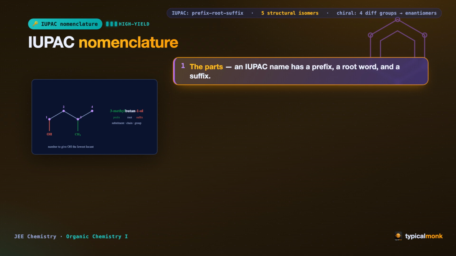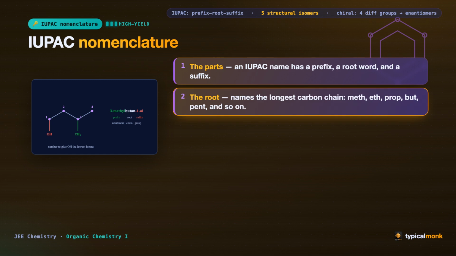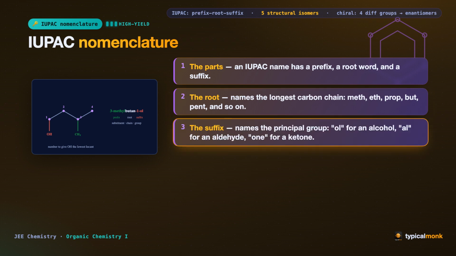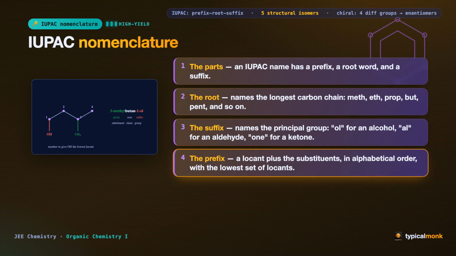Now, look at the picture, how an IUPAC name is built. The parts. An IUPAC name has 3 parts, a prefix, a root word, and a suffix. The root. The root names the longest carbon chain, meth, eth, prop, but, pent, and so on. The suffix. The suffix names the principal functional group, the ending ol for an alcohol, al for an aldehyde, and one for a ketone. The prefix. The prefix is a locant plus the substituents, written in alphabetical order and numbered to give the lowest set of locants.